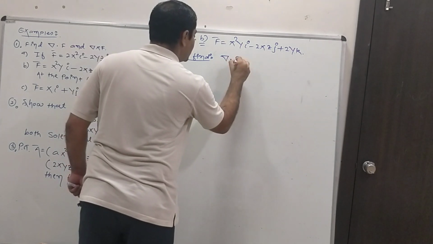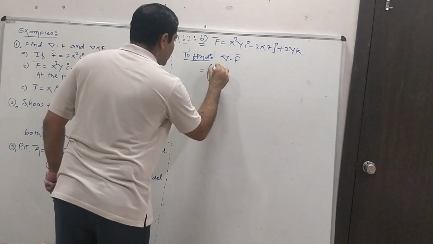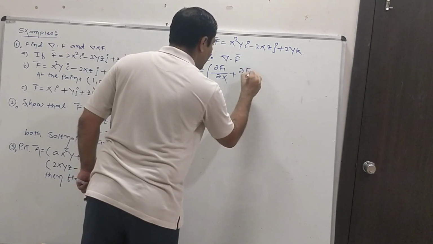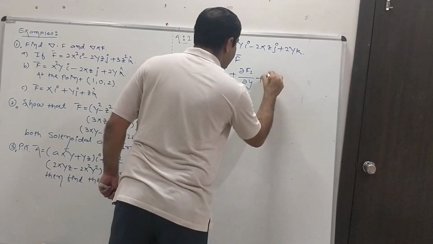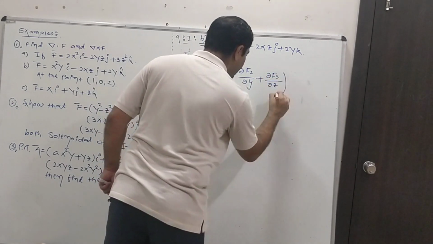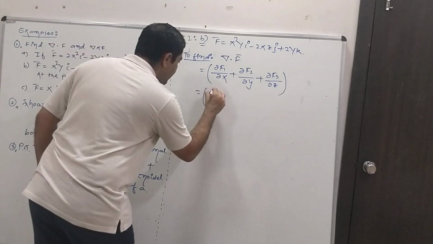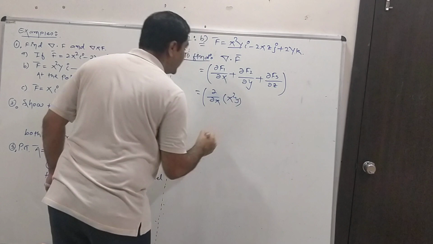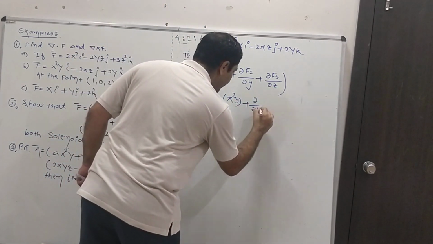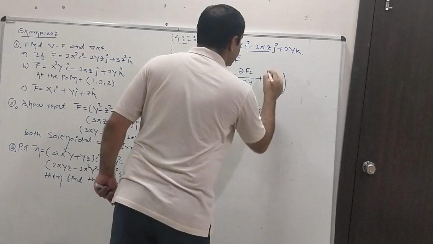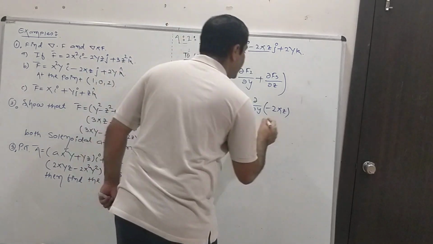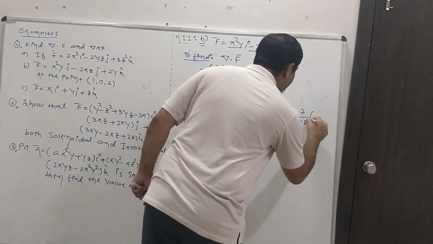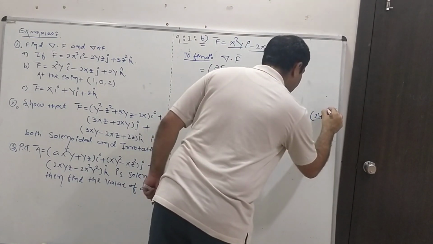So first we'll find del dot f, which is equals to del f1 by del x plus del f2 by del y plus del f3 by del z, which is equals to del by del x of f1, which is x square y, plus del by del y of f2, which is minus 2xz, plus del by del z of f3, which is 2y, and bracket over.